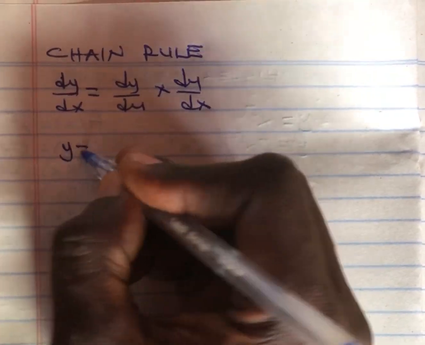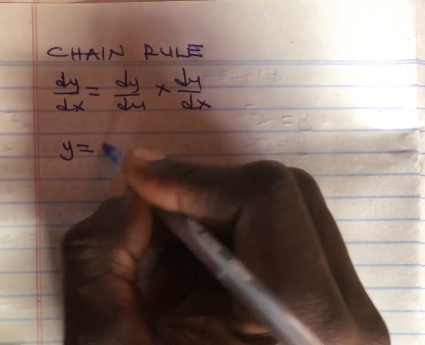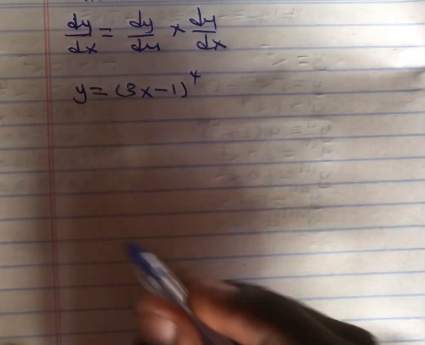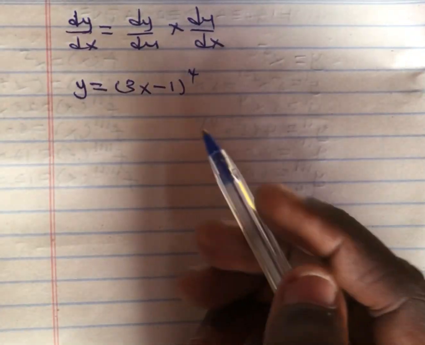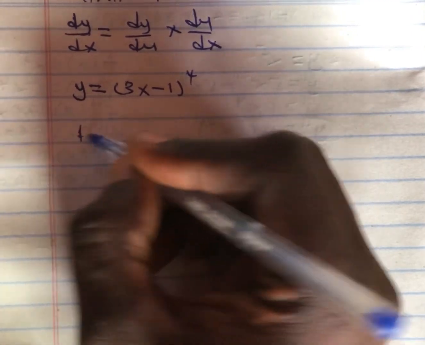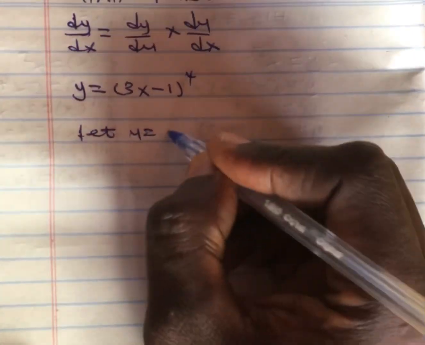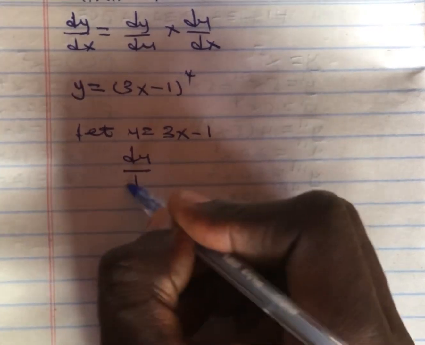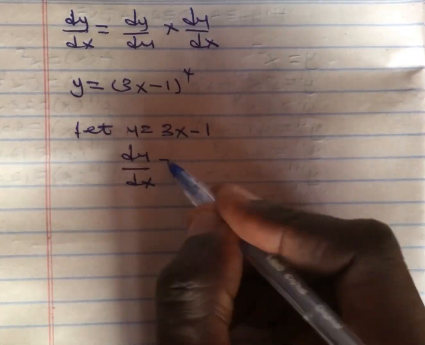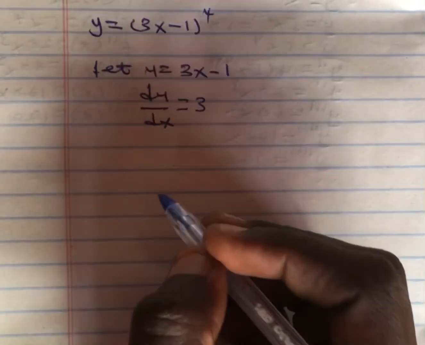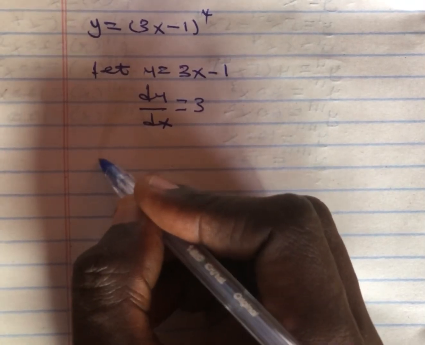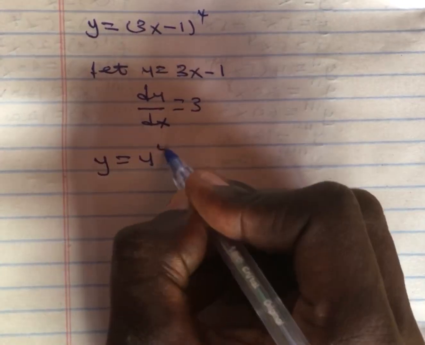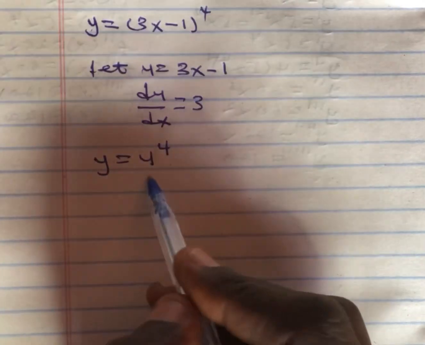Let's take a question like y equals (3x minus 1) exponent 4. So if we have to solve this question using the chain rule, we say let u equal 3x minus 1. Then you find du/dx, meaning that you differentiate u with respect to x, and that's going to give 3. But then don't forget, you already said that u should be equal to 3x minus 1. So it means that you can rewrite this equation this way.